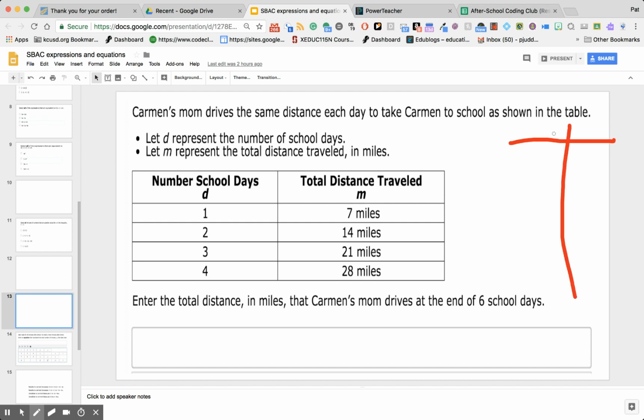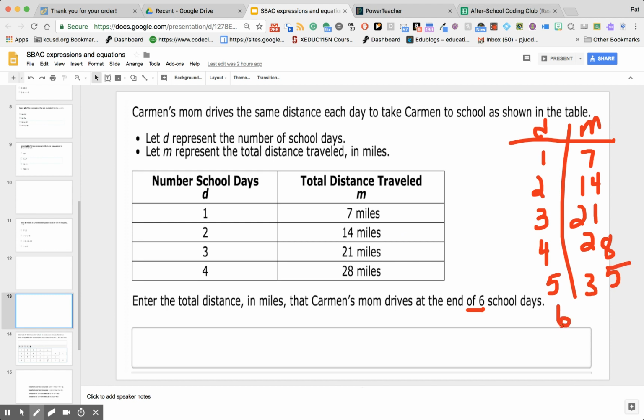Okay, well, I'm going to make a T-chart. I'm going to put D for days, M for miles. And I'm noticing that one day I go 7 miles, 2 days, 14 miles, 3 days, 21 miles. Well, I'm increasing by 7 each time. 4 days, 28 miles. I want to get to 6 days. Well, 5 days would be 35 miles, and 6 days would be 42 miles.